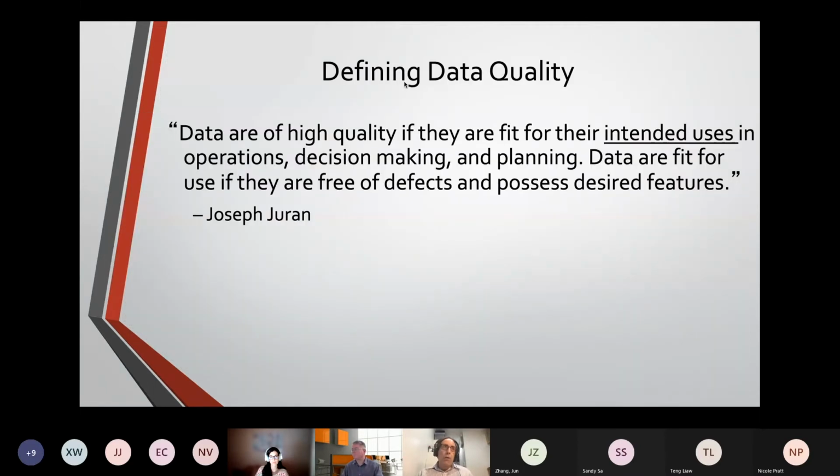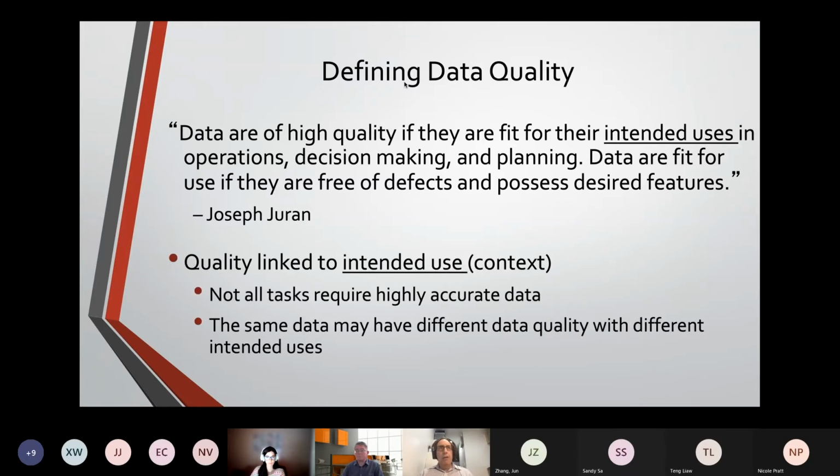Any conference or any talk on data quality has to start with a definition. This is a very standard one, which comes from Joseph Juran, and I'll just read it to you. Data are of high quality if they are fit for their intended uses in operations, decision-making, and planning. Data are fit for use if they're free of defects and possess desired features. Now, this is a very industrially oriented definition. Joseph Juran was an industrial engineer, and so it has a lot of that flavor to it. But the key point that is relevant to what we're talking about is the underlined intended use.